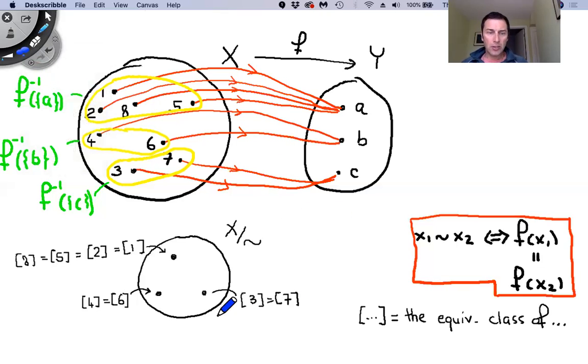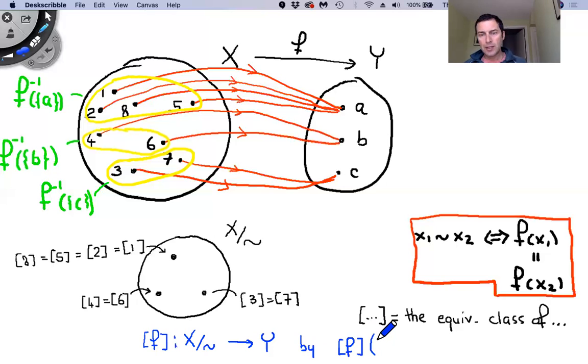And now the question was, okay, we can create a new function. Right, let's call it square bracket f from x mod tilde to y by the prescription that square bracket f of square bracket x is equal to, just ignore all the square brackets, f of x.